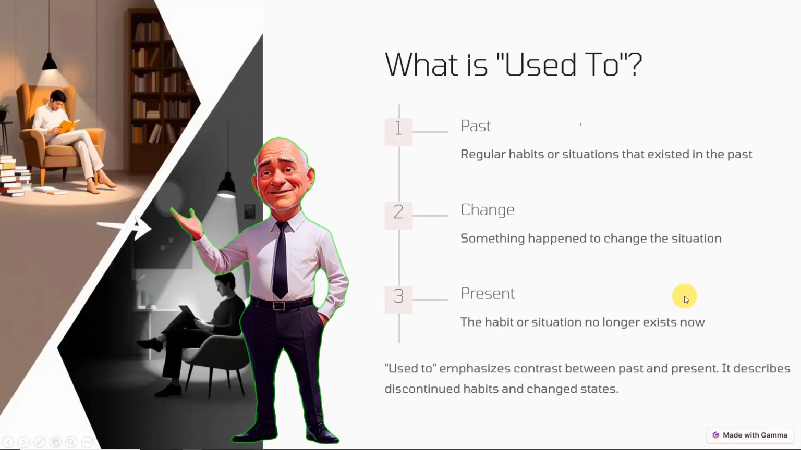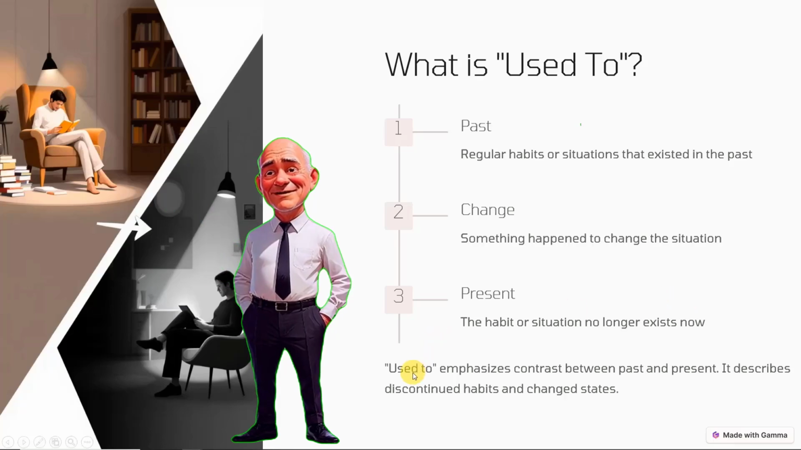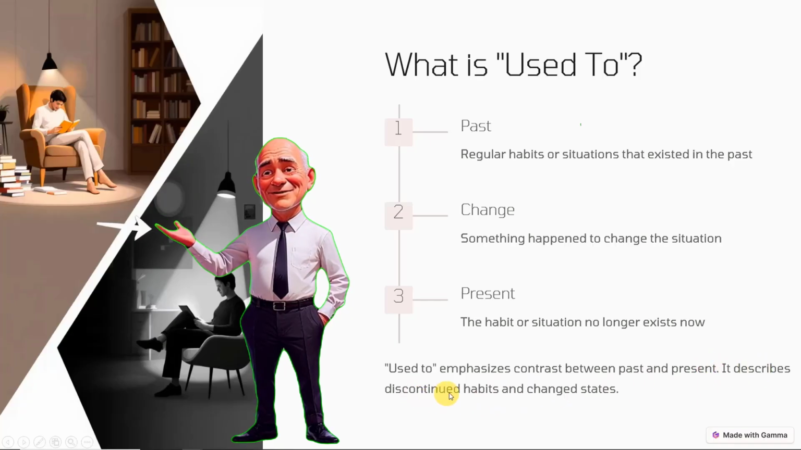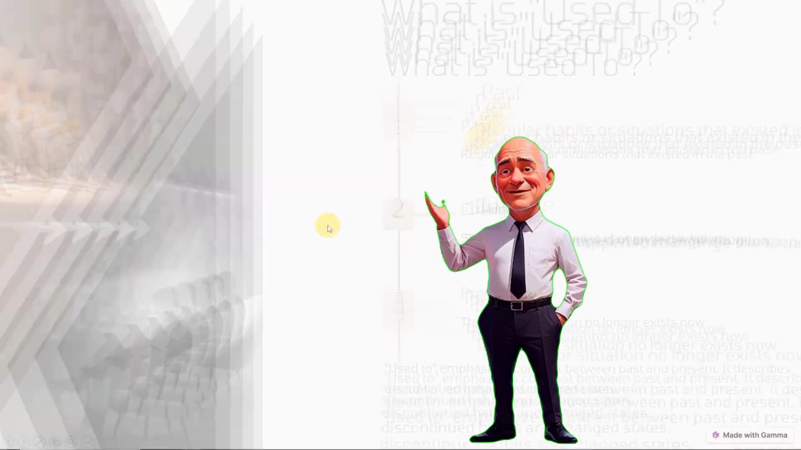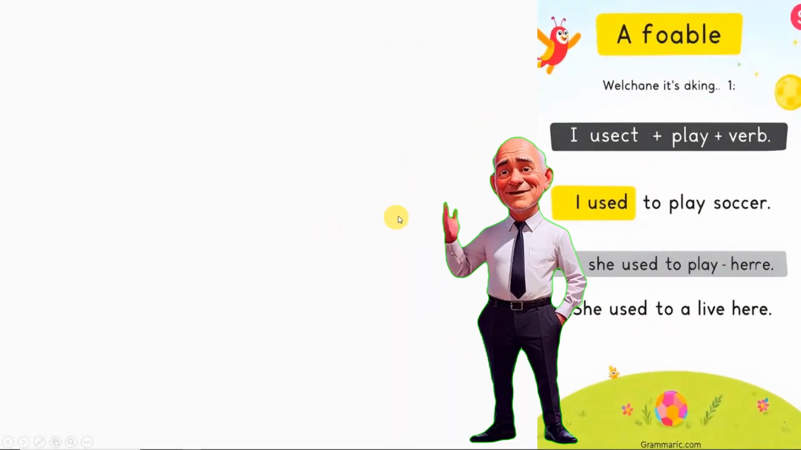For instance, like I said just now, I used to have long hair, but something happened, I lost all my hair, and now I'm bald. Used to emphasizes a contrast between past and present. It describes discontinued habits and changes. I used to drink Coca-Cola, but I don't drink Coke anymore. I prefer drinking water. Things like that. Okay, guys? Let's see what's coming up next.